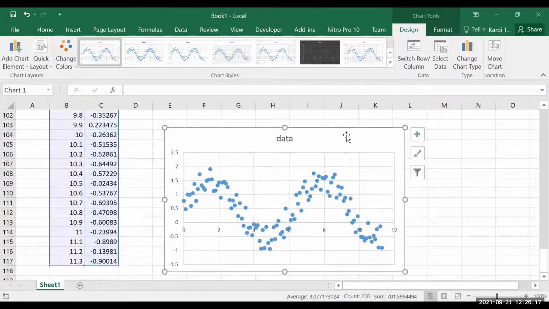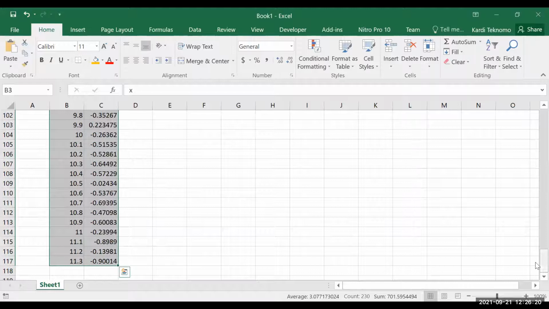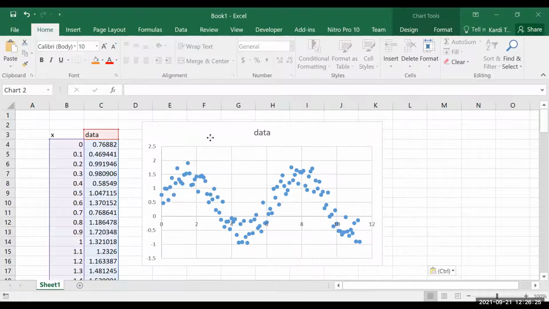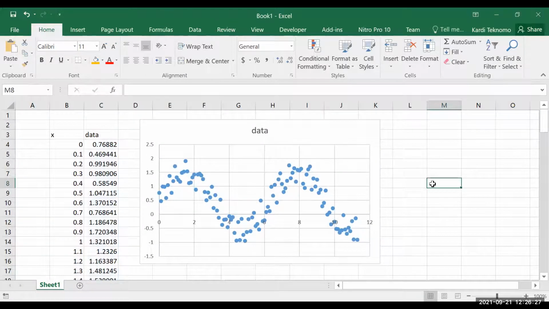Can you see it? Somewhat you see there are certain pattern, right? But there is some noise. So I want to get the pattern only. Can you get it? The pattern is sine x. Okay, let's create another data.